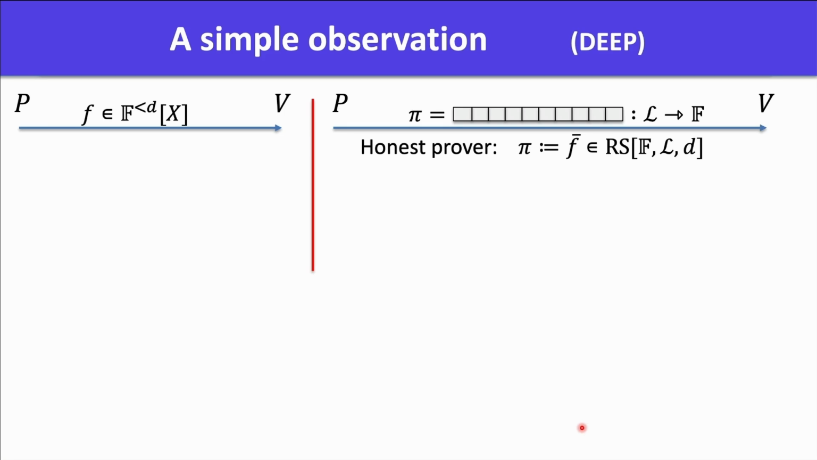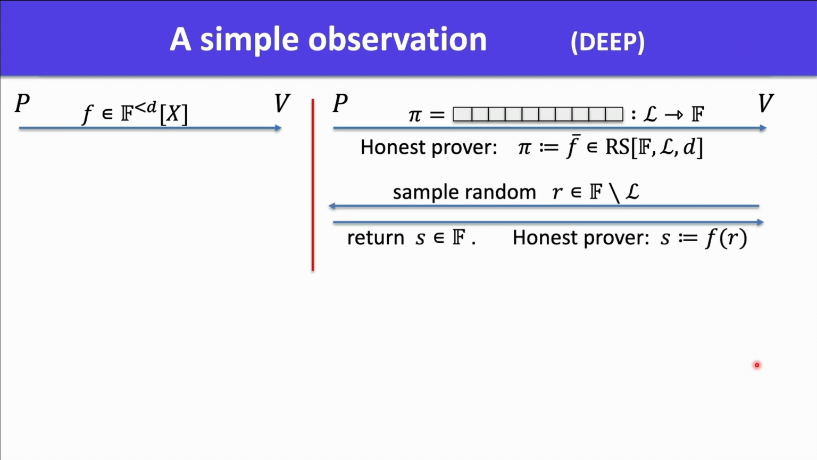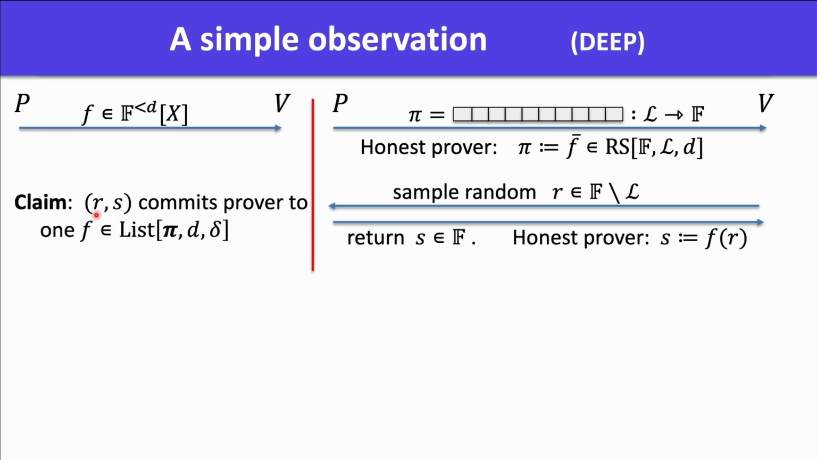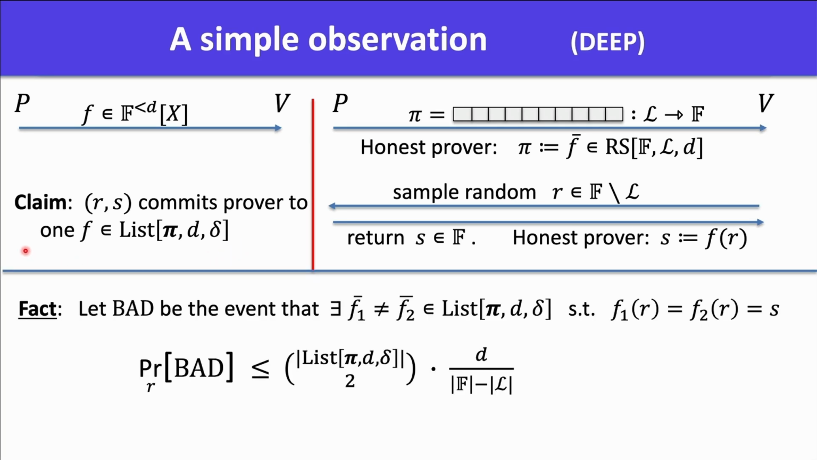But fortunately, there's an easy fix for this. This fix uses a very simple observation called DEEP. DEEP stands for Domain Extension for Eliminating Pretenders. It says the following. Basically, before sending any evaluation queries, the verifier will sample one element r out of the domain L. This is called an out-of-domain sample. And the prover will send back an s such that s is equal to f of r for some polynomial f. And my claim is that this is going to commit the prover to only one polynomial that's delta close to the function pi. Why is that true?